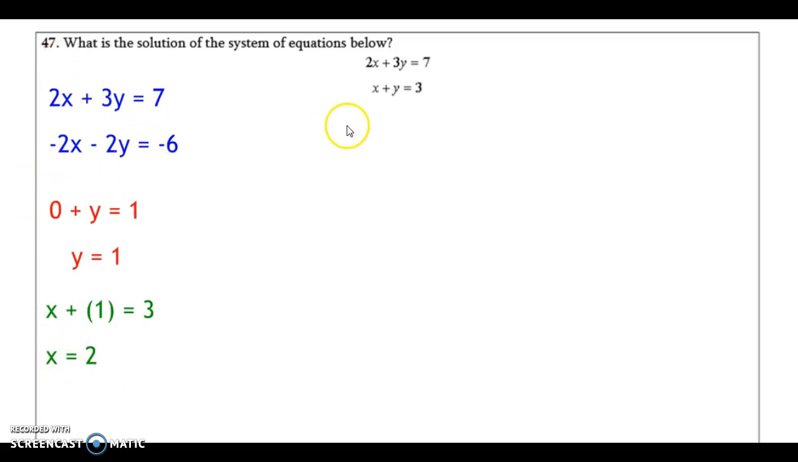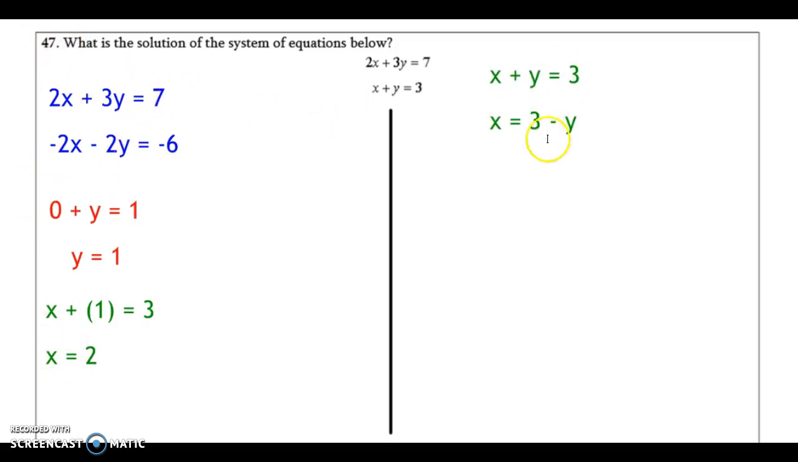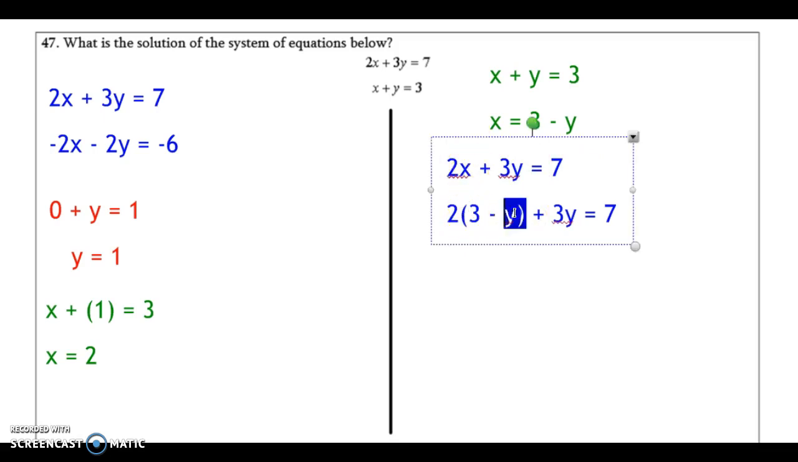Now I'm going to show you the substitution method. Here I subtracted y from both sides of the second equation. I solved this equation for x. Once I solve for one variable here, I can take that one variable and substitute it into the other equation and then simplify. So you notice that I wrote 2x plus 3y equals 7, and then I replaced the x. I substituted the x with 3 minus y. This piece was the substituted piece.